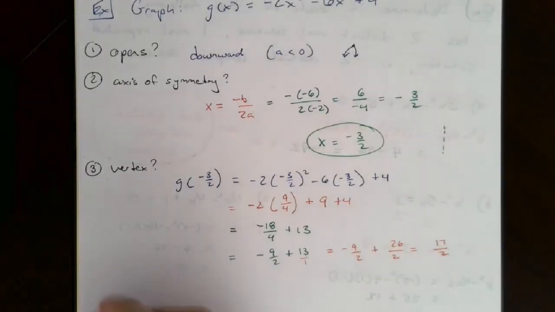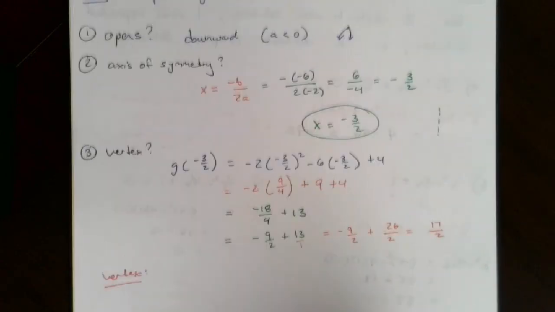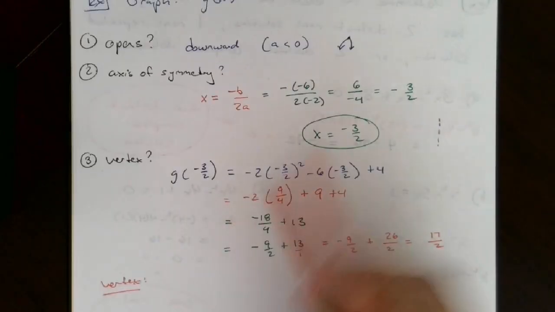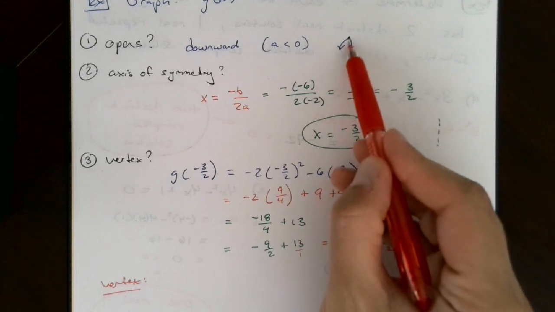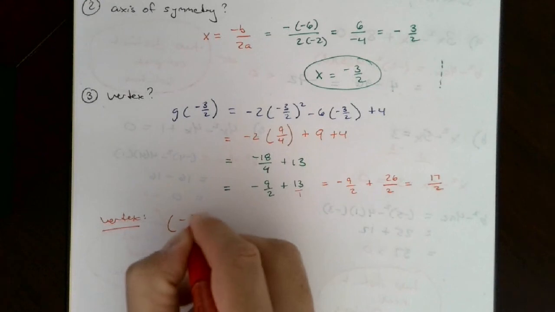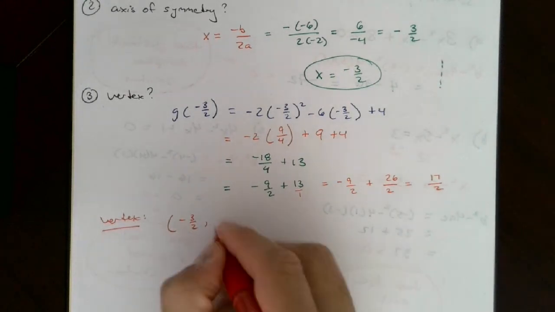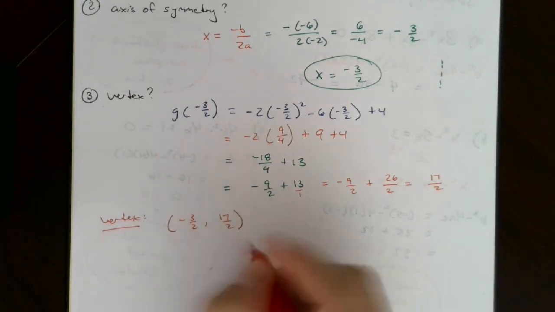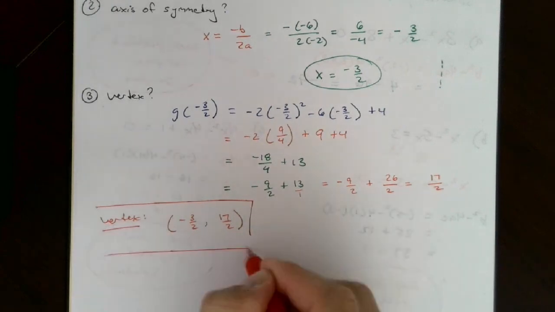So the vertex itself, right, is an ordered pair. It's the point that's either the highest or lowest point in the parabola. In our case, since it opens downward, it's the highest point, and that's going to be -3/2, comma 17/2. Right, so it's a point on our graph.